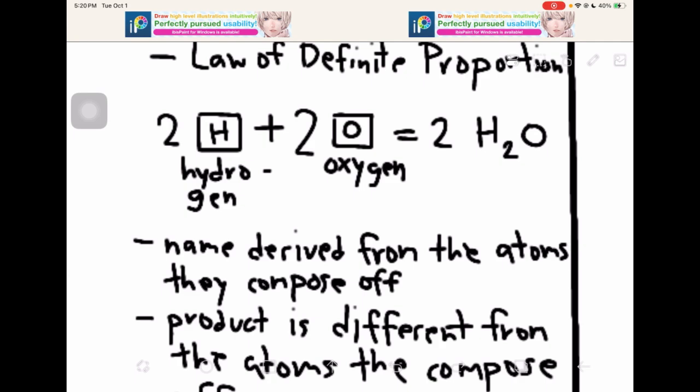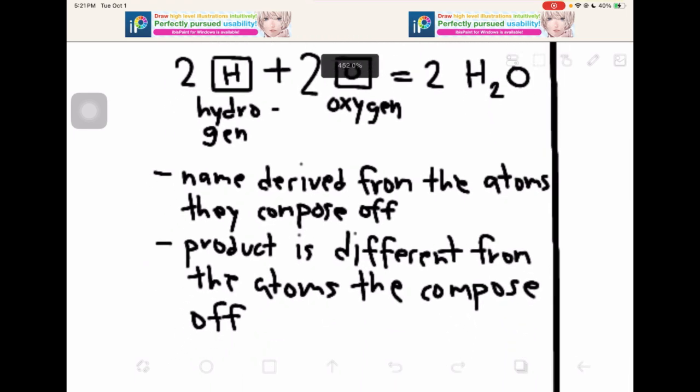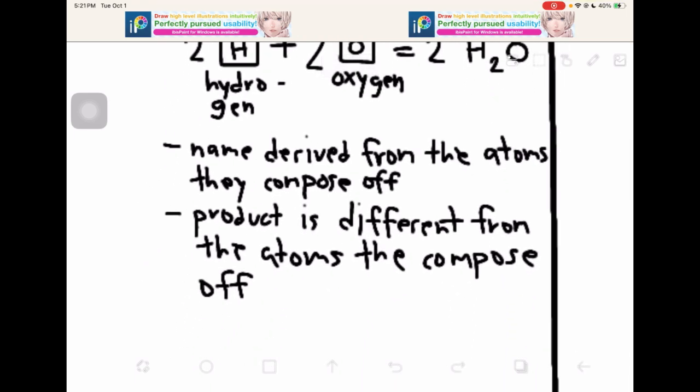Sodium, which is Na in the periodic table, and chlorine, which is Cl in the periodic table, combine to form salt, or sodium chloride. That's where we get the name salt from, sodium chloride. And the product is different from the atoms it is composed of.